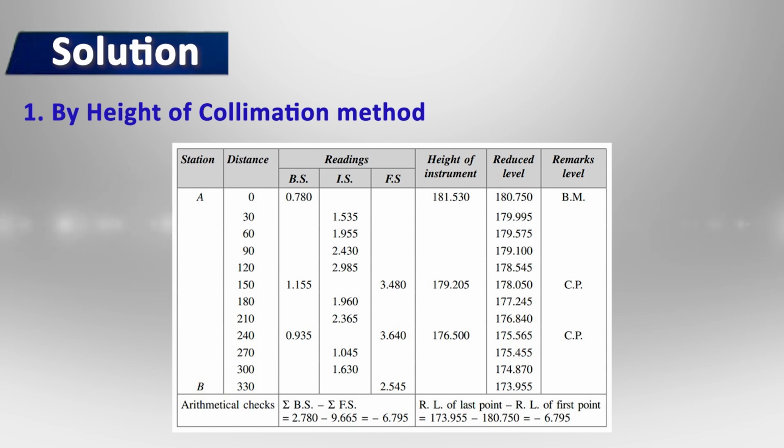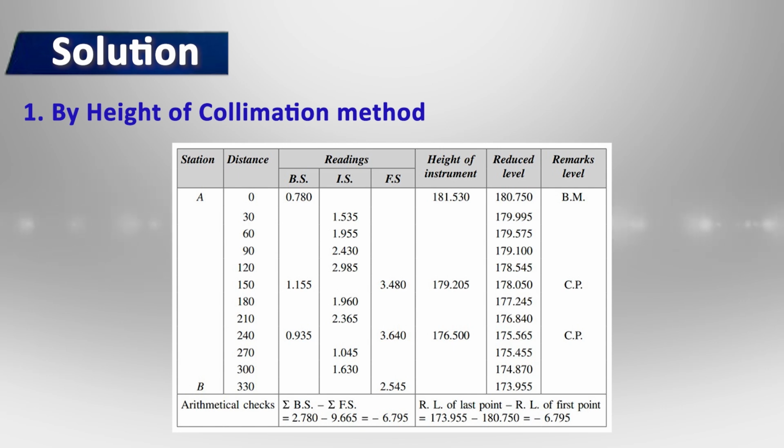Now, for the reduced level up to 90 meters, it would be height of instrument 181.530 minus 2.430, which will result in 179.100 meters. Now, for the reduced level up to 120 meters, it would be the height of instrument, that is 181.530, minus 2.985, which will result in 178.545 meters. Now, as we know, there is a change in the instrument.